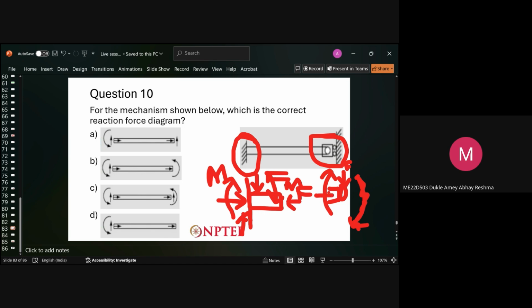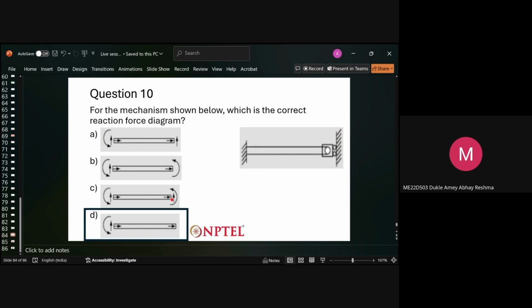But if I apply a force from this direction, what will the slider do? The slider will repel, right? It will not go inside the wall. It will be stable at that place. So the answer here is D. On this side you get a counter force in all three directions, but in this case you get a counter force applied only in one direction.